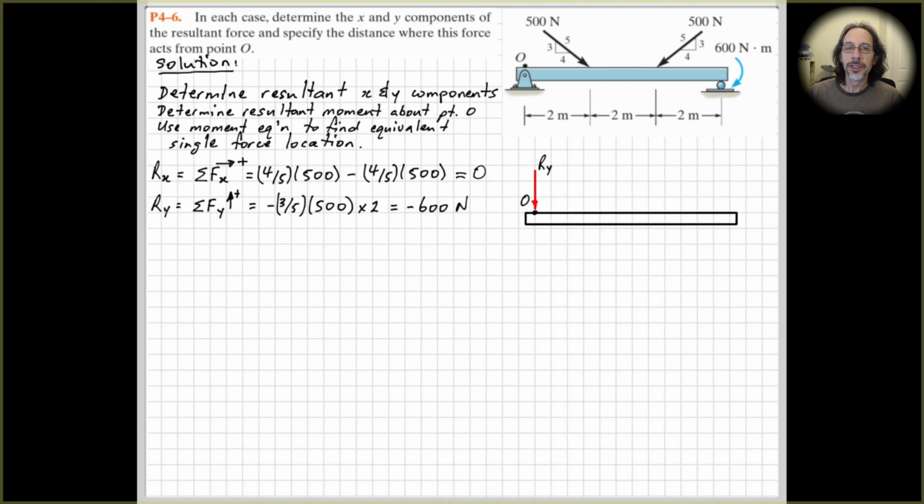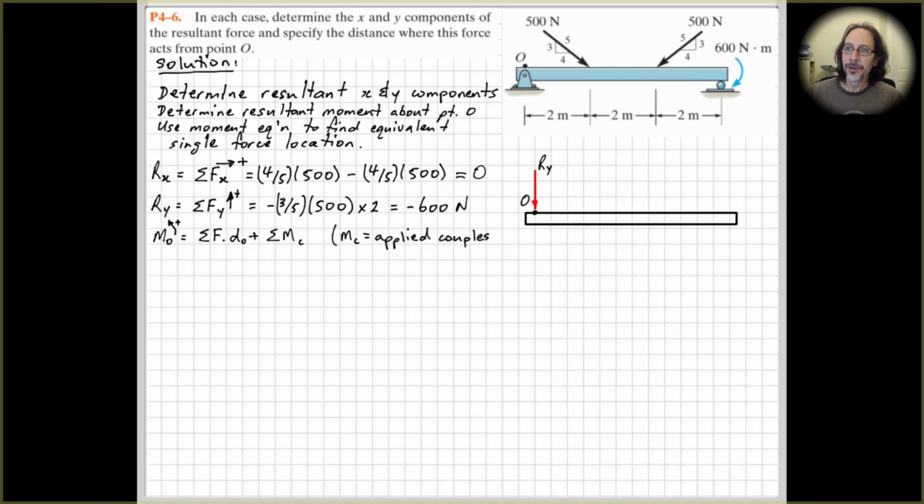We now need to know what the resultant couple moment at that location is as well. So we're going to take moments about point O, and we're indicating anti-clockwise as positive. So we just want the sum of the force times distances to point O for each of our forces that are applied, plus any applied couple moments, and in this case we have one.